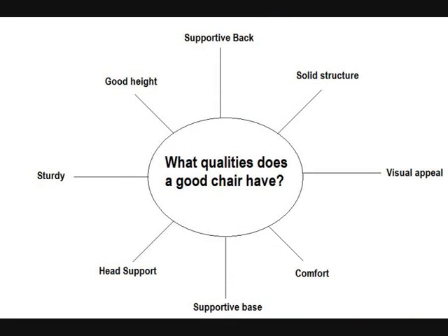The first thing we had to do was create our design. Putting our ideas together, we thought about what we would need to include in order to make the chair comfortable, visually aesthetic and strong. We did this by researching different chair designs which provided us with inspiration for our design. We began by brainstorming which qualities we believed were important for a chair to include. The results of our brainstorming were a supportive back, a solid structure, visual appeal, comfort, a supportive base, head support, sturdy, and a good height.